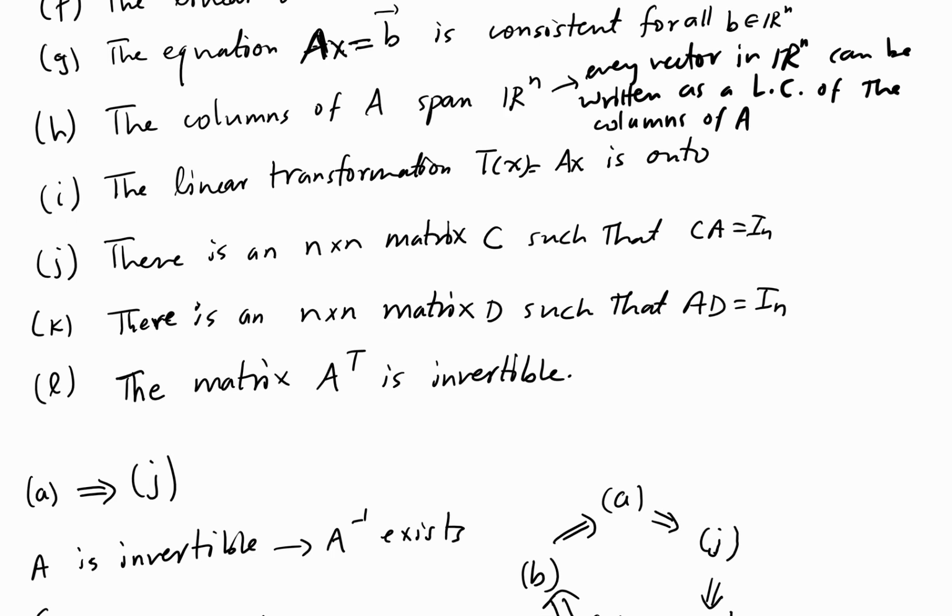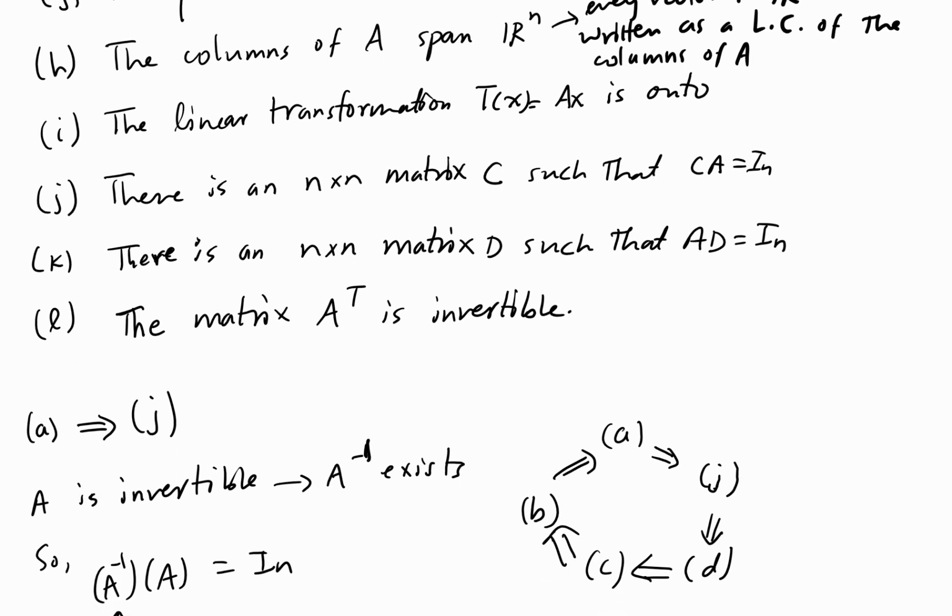So A is invertible means A inverse exists. That means A inverse A is In, right? Because when the inverse of a matrix exists, if you find it and you multiply them together from either end, if you do A inverse A or A A inverse, you will always get the identity matrix. So A is invertible implies A inverse exists.